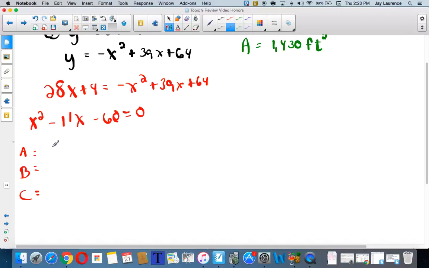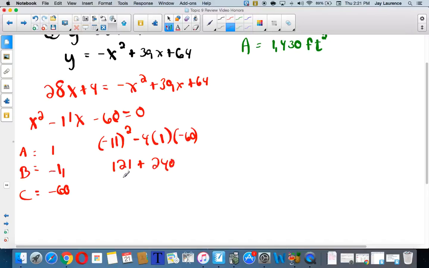Easy as 1, negative 11, negative 60. Okay, so let's find the discriminant. That would be negative 11 squared minus 4 times 1 times negative 60. And so we're going to get 121 plus 240, which looks like it's going to be 361, which I like a lot because that's a perfect square.